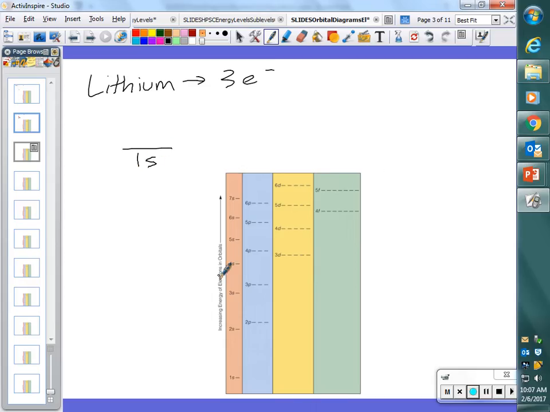I label it as 1s. What do we know about that 1s orbital? It can only hold 2 electrons, right? We know that it's spherical. We know that it's close to the nucleus. We also know that it can only hold 2 electrons. So, there. Okay?